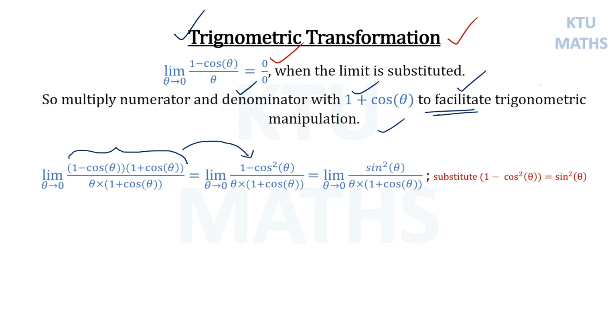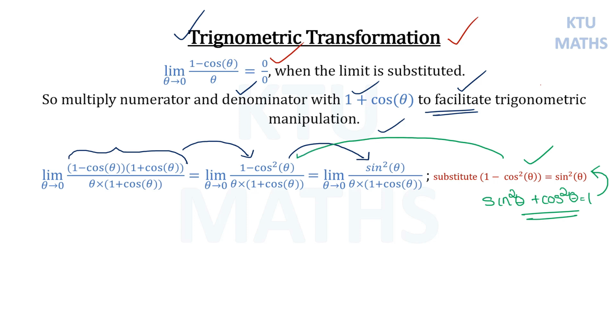What is 1 minus cos square theta? 1 minus cos square theta can be written as sine square theta. And from where did we get it? We got it from this equation. This equation is same as sine square theta plus cos square theta is equal to 1. This equation can be rearranged to form this equation, and here sine square theta can be substituted, and we arrive at this equation. Denominator is unchanged.